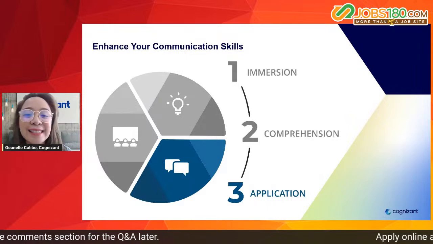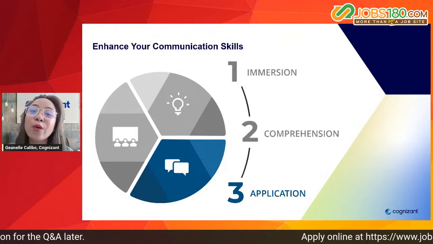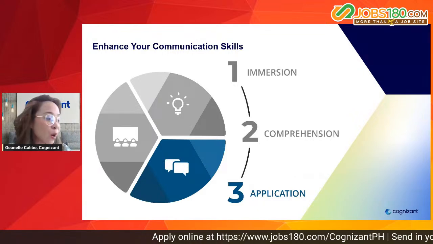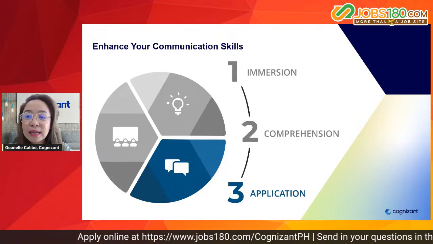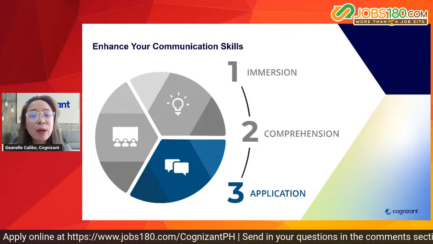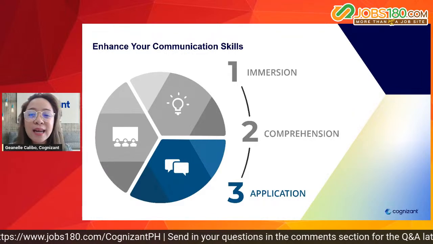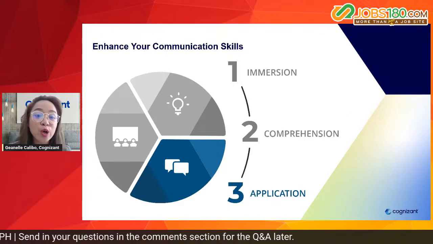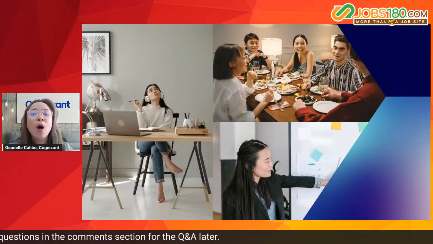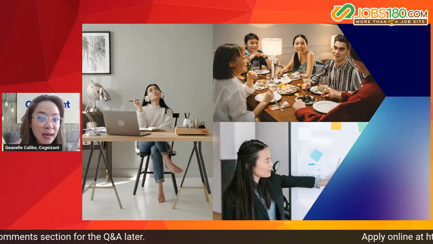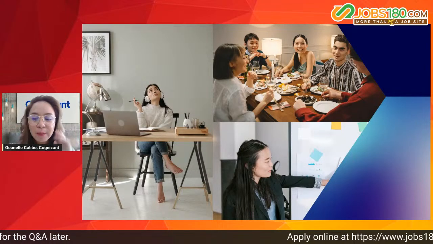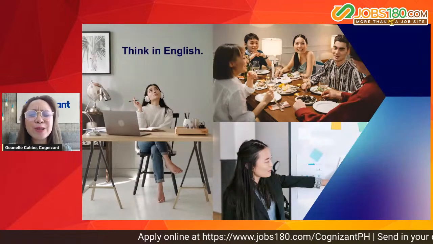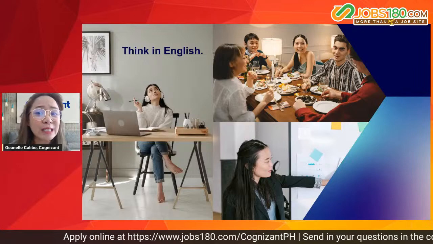And the last thing is to, of course, apply. Put to use what you've learned from all your reading, watching, and listening, right? So being able to communicate is a skill and you have to apply it to learn and improve. One way to apply this is simply by thinking in English. You might find it difficult to find someone willing to practice speaking in English with you.